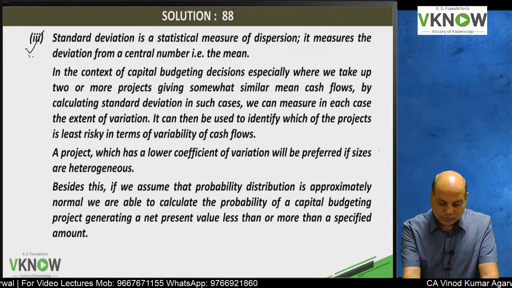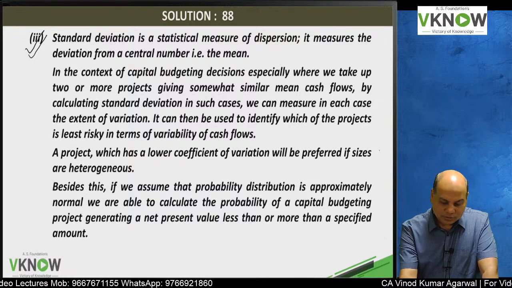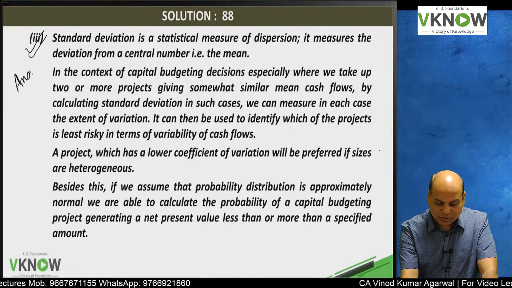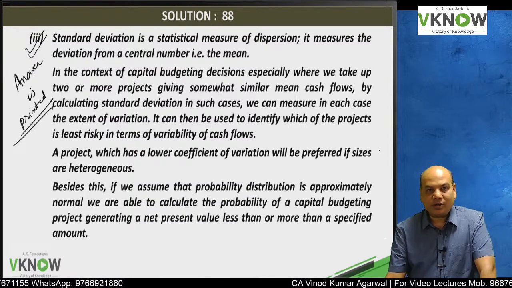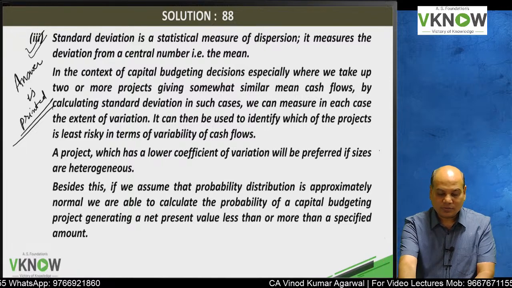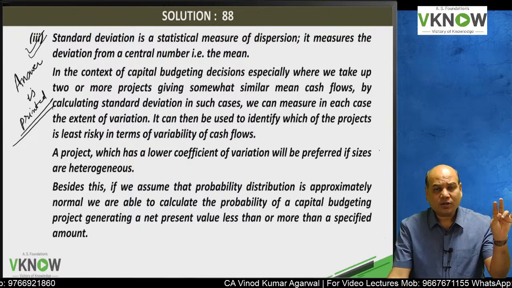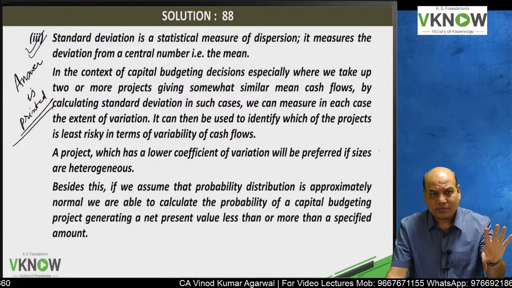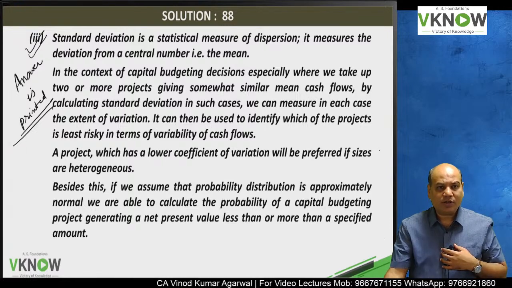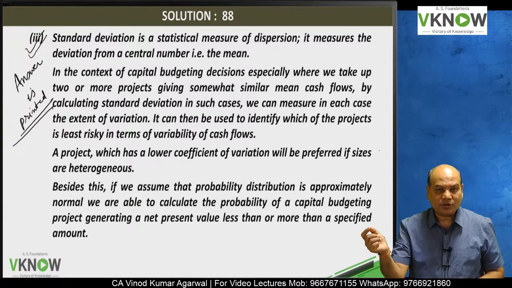Third question was, how does standard deviation help in capital budgeting decision? This answer is printed in the book, so you don't need to copy, but I'll explain what is written here. First thing they have written is that if there are two projects which have the same expected NPV but different standard deviation, then you can select the project with lower standard deviation.